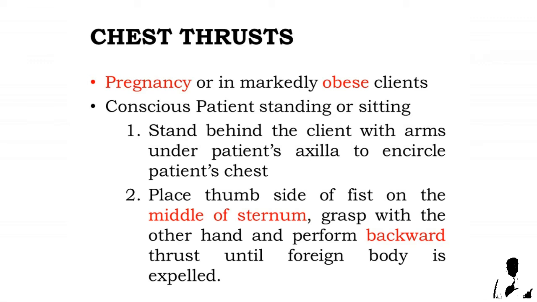Chest thrust. Used only in patients in advanced stages of pregnancy or in markedly obese clients. Conscious patients standing or sitting. Stand behind the client with arms under patient's axilla to encircle patient's chest. Place thumb side of fist on the middle of sternum. Grasp with the other hand and perform backward thrust until foreign body is expelled.